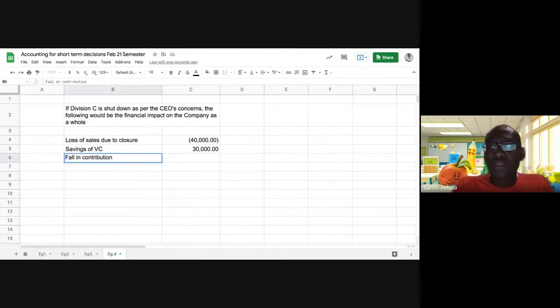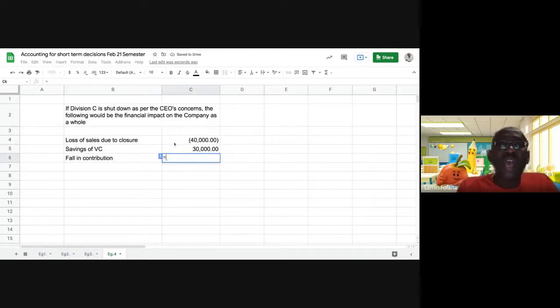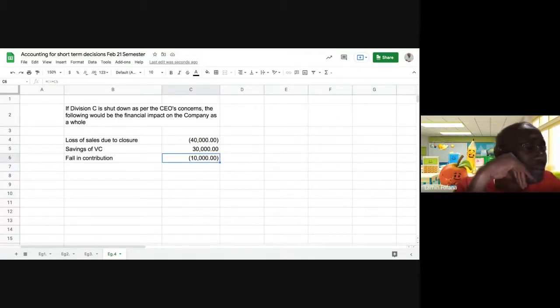A fall in contribution. So we'll have lower contribution, isn't it? So we have this, or we can just add all of them. So our fall in contribution will be what? 10,000 pounds sterling.